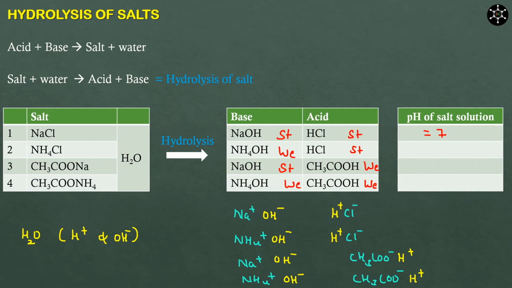With the second salt, that is ammonium chloride, we have strong acid and weak base. Since the strong component is acid, pH will be less than 7 and the solution will be acidic. In the third salt, that is sodium acetate, strong component is basic in nature. So pH of the solution will be greater than 7, that is basic. In the last case, both the components are weak in nature. In this case, it is not possible to predict the pH of the solution. So, can't predict.